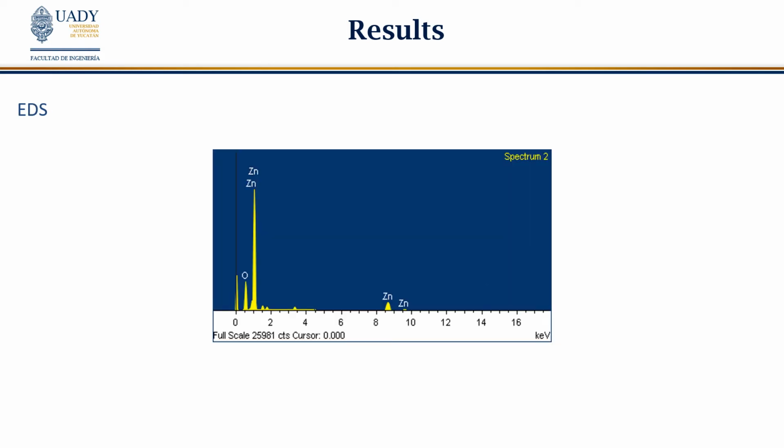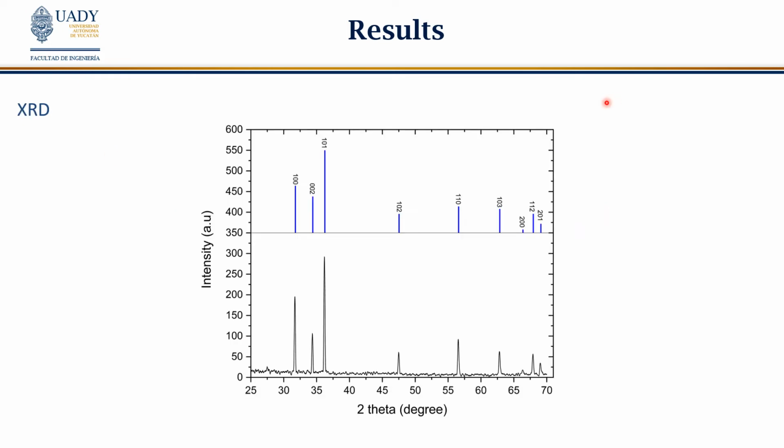We performed an energy dispersive X-ray spectroscopy analysis that identified only the peaks of oxygen and zinc, which indicates the purity of the extracted zinc oxide. We performed an X-ray diffraction analysis where the peaks of the sample coincided with the standard diffraction pattern of zinc oxide in its hexagonal wurtzite shape, with no evidence of remnant materials or impurities.